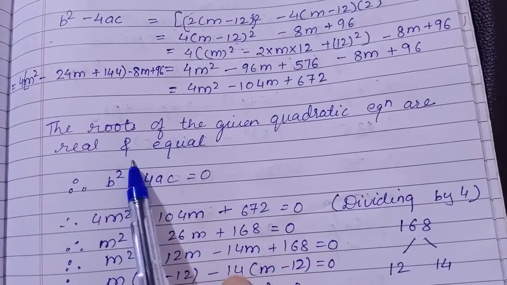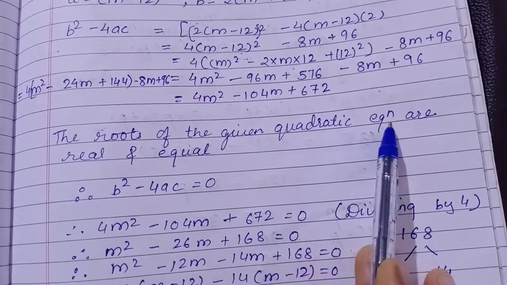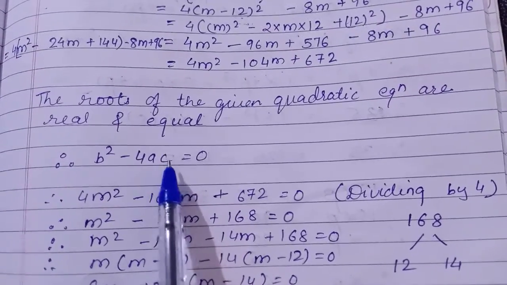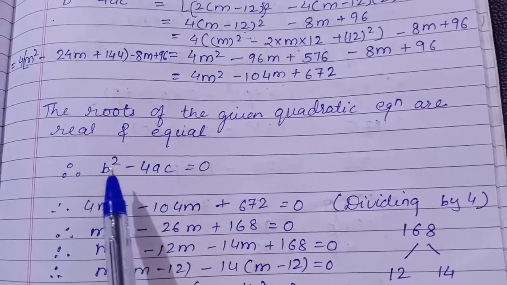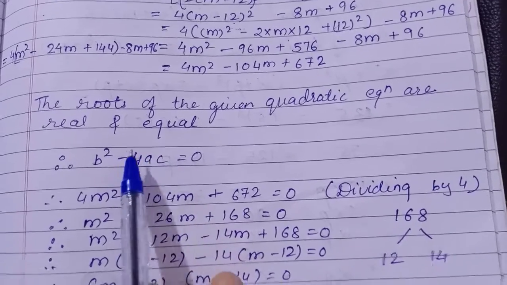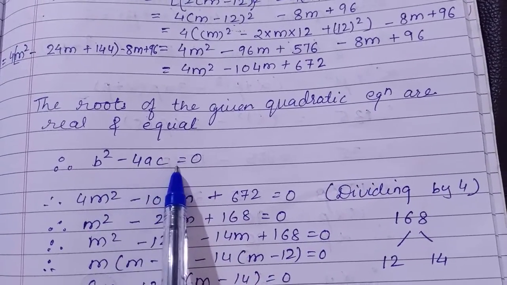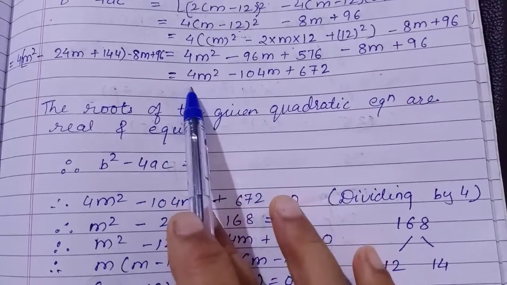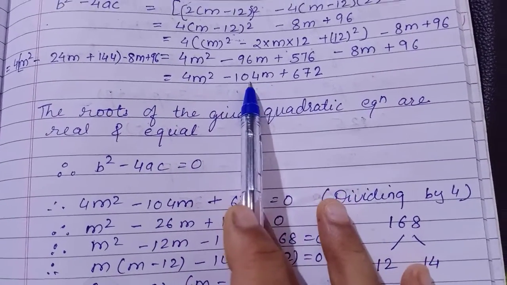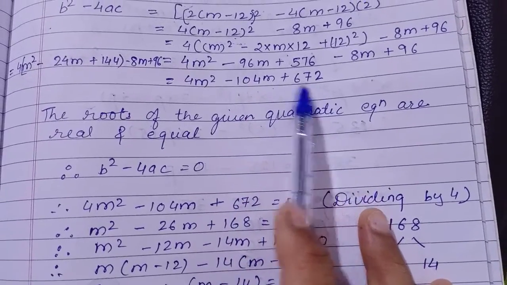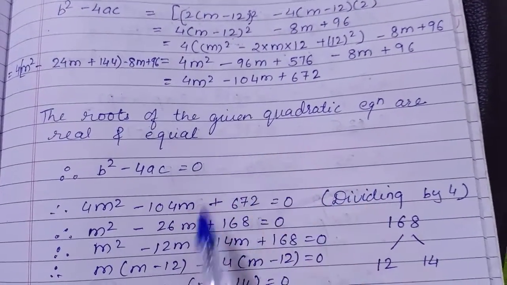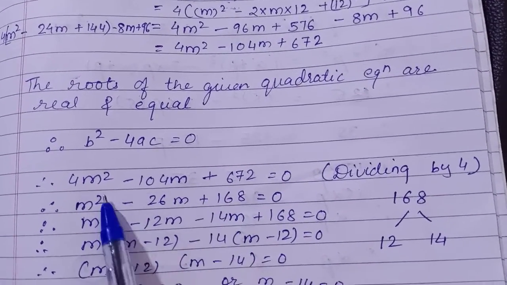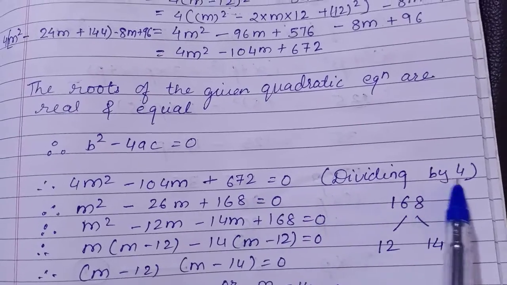As per the given condition in the question, the roots of the given quadratic equation are real and equal, and as we know, and I have taught in my previous video, that whenever the roots of the given quadratic equation are real and equal, then the value of b square minus 4ac is equal to 0. So if we are getting 4m square minus 104m plus 672 as b square minus 4ac, it will be equal to 0. After writing it like this, we'll divide it by 4.